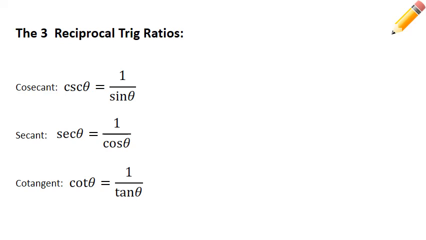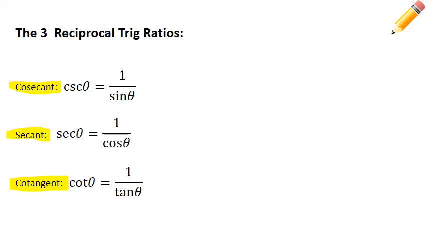So it's at this point that you want to pick up your pencil and title the next section of your notes, the three reciprocal trig ratios. And those three ratios are cosecant, secant, and cotangent. That's how we say these names, but they're going to be abbreviated. For example, cosecant is abbreviated CSC, secant is abbreviated SEC, and cotangent is abbreviated COT.